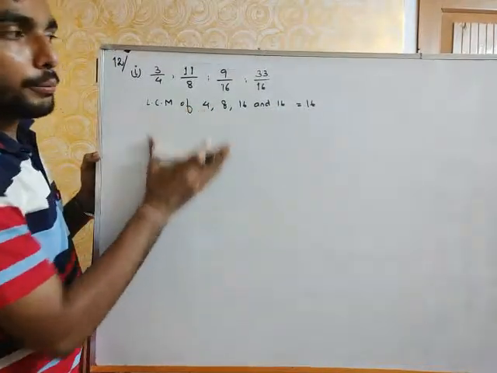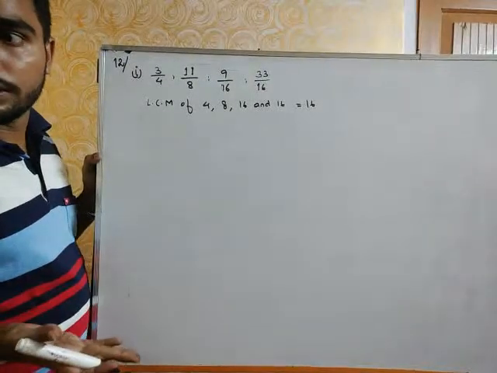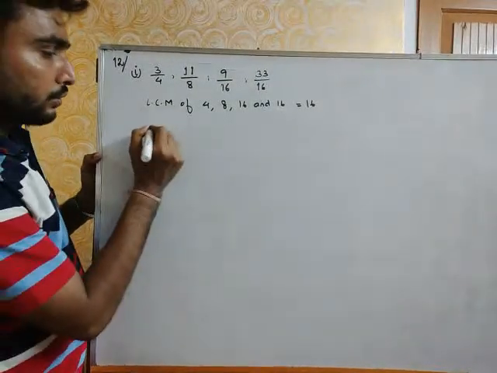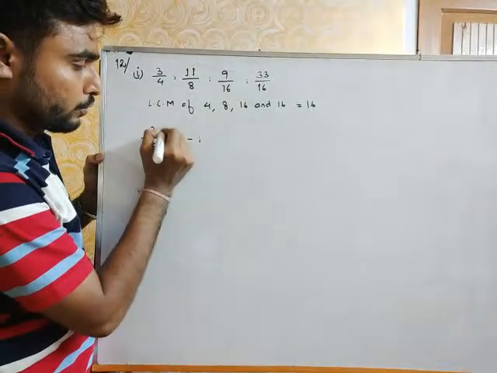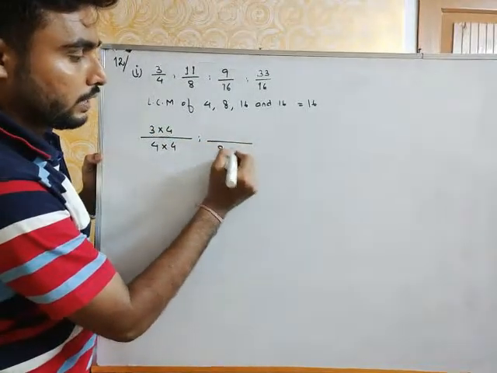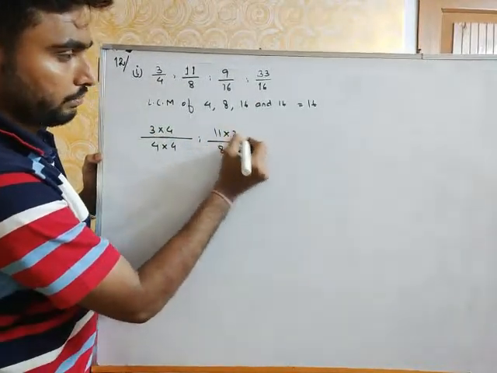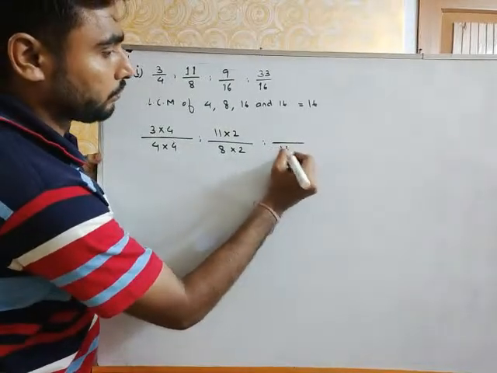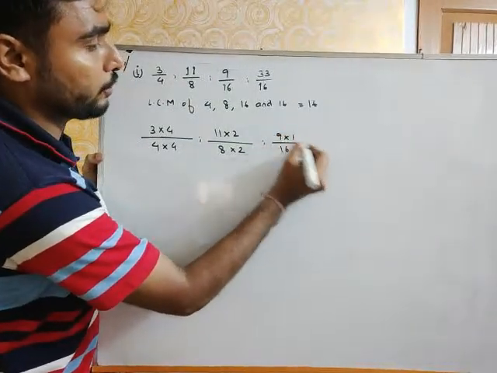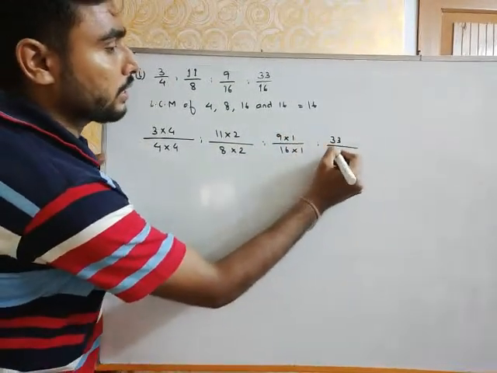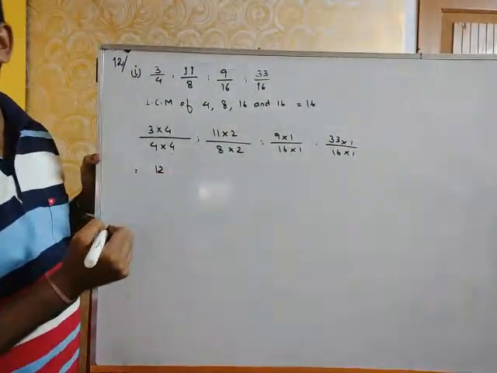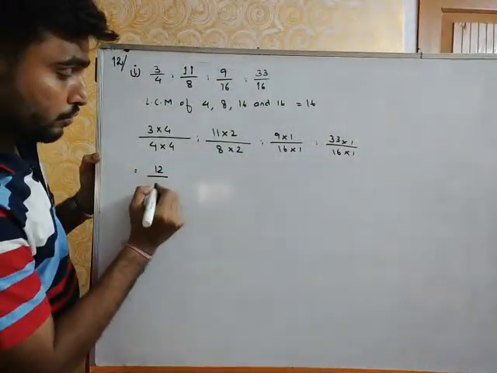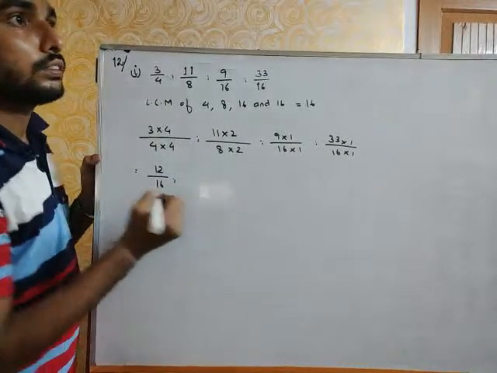Now all the denominators should be converted into 16. So 3 by 4, 4 into 4, so 3 into 4; 8 into 2, so 11 into 2; 16 into 1, so 9 into 1; 33 by 16 into 1, so into 1. 12 by 16.